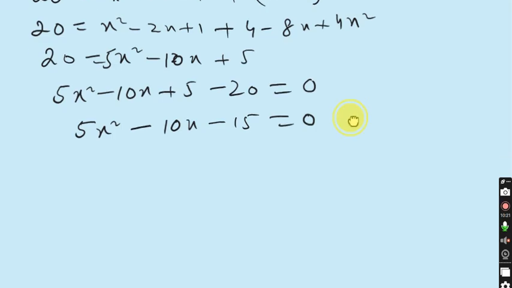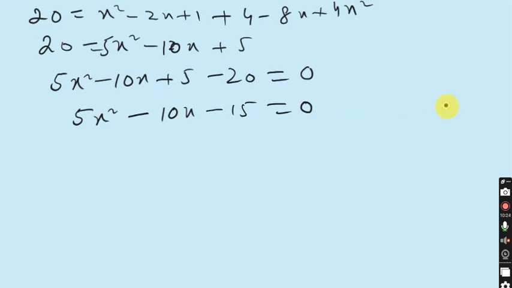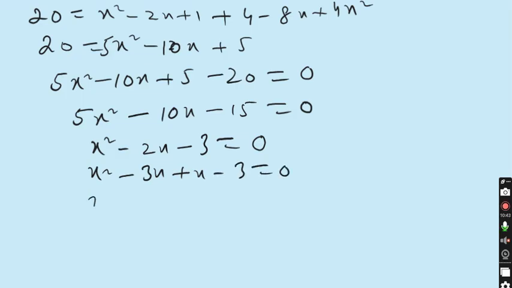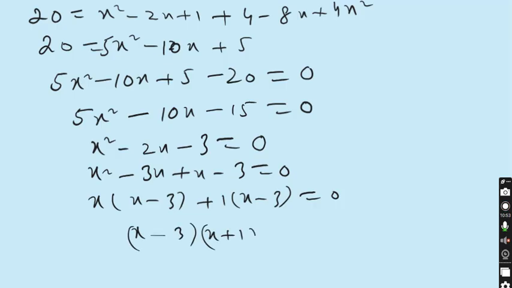Taking 5 common from the whole equation, you will get x square minus 2x minus 3 is equal to 0. Apply the middle term break method, that is x square minus 3x plus x minus 3 is equal to 0. Taking x common, x(x minus 3) plus 1(x minus 3) is equal to 0. (x minus 3)(x plus 1) is equal to 0. x is equal to 3 comma negative 1.